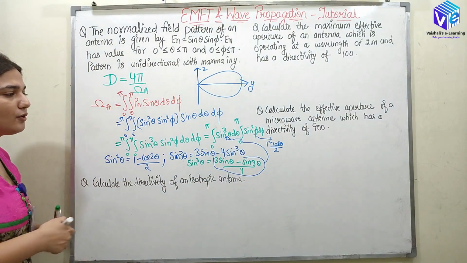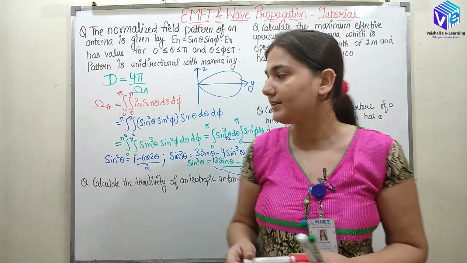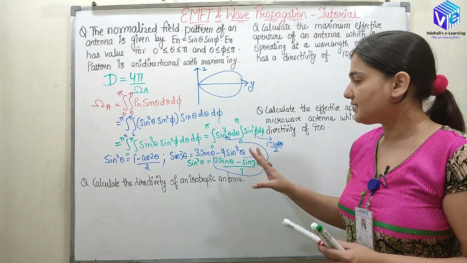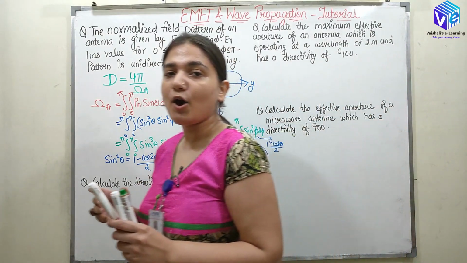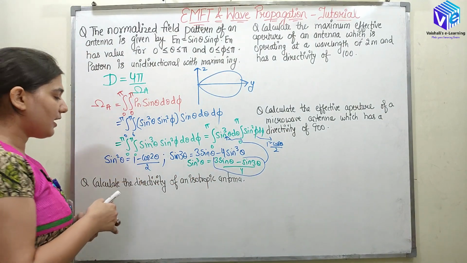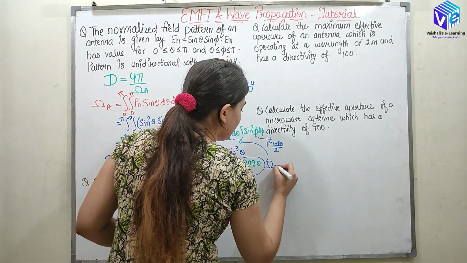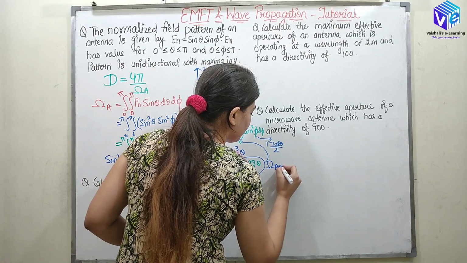When I put these two values here instead of sine cube theta and sine square theta, finding the integration will be very easy, because here we don't have any power of sine or cos, so you can easily find the integration now. And when you find the integration, the beam area comes out to be 2 pi upon 3.